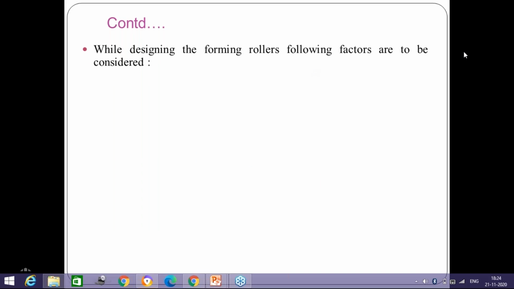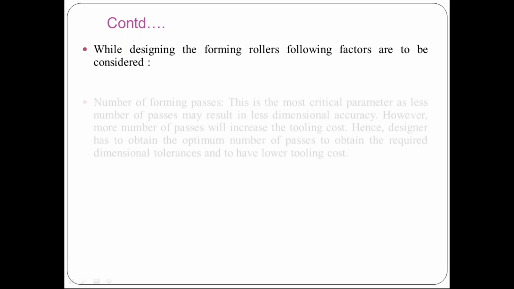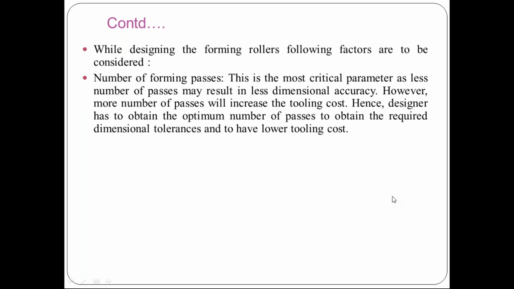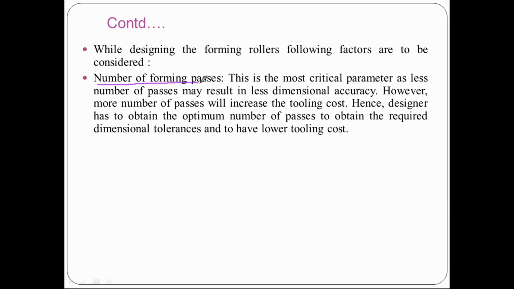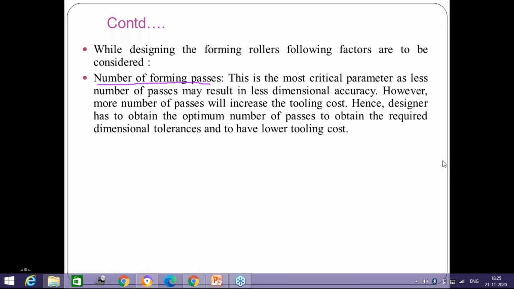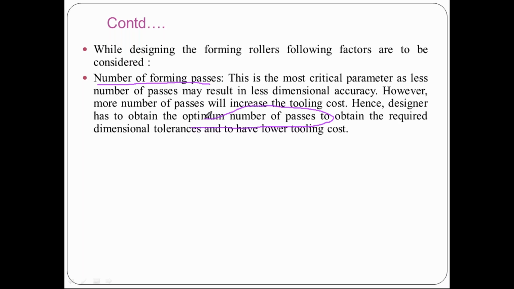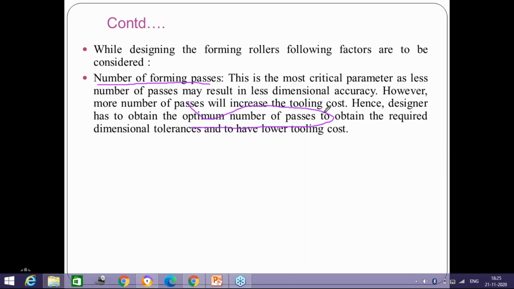While designing the forming rollers, the following factors are to be considered. Number of forming passes. This one is the first and important factor. This is the most critical parameter, as suppose the number of passes is less, then it may result in less dimensional accuracy. But suppose the number of passes increases, then it increases the tooling cost also. Hence, the designer has to choose the optimum number of passes to obtain dimensional accuracy, tolerances, and to have the lower tooling cost.